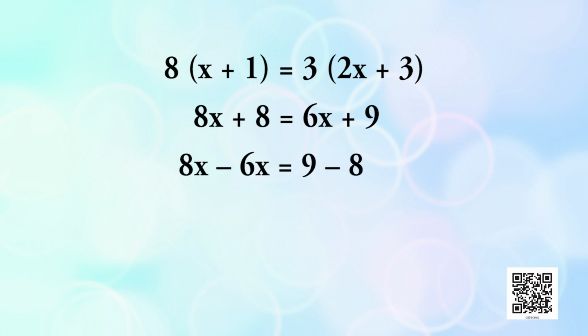That means by taking the x terms to one side and constants to another side, it becomes 8x - 6x = 9 - 8. That means 2x = 1. Hence, the solution is x = 1/2.